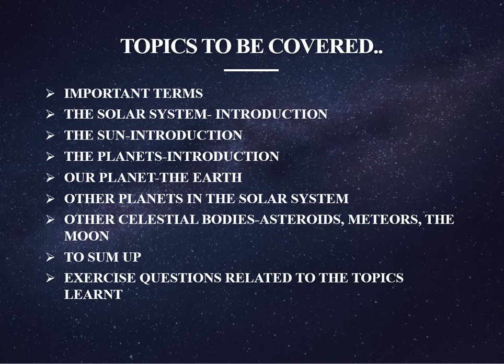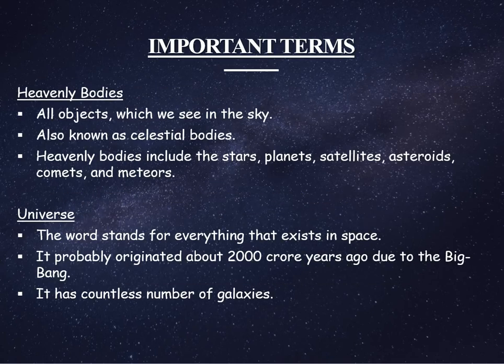Okay, let us move on to the important terms. Heavenly bodies. All objects which we see in the sky are heavenly bodies. They are also called celestial bodies, so do not get confused. If anybody asks what are heavenly bodies or what are celestial bodies, both these terms are similar. It includes the stars, the planets, the satellites, the asteroids, the comets, and meteors.